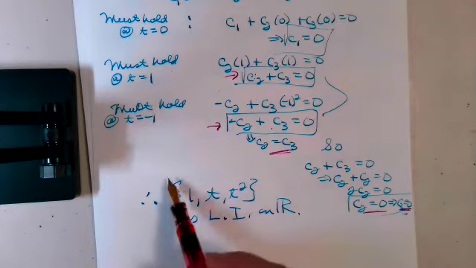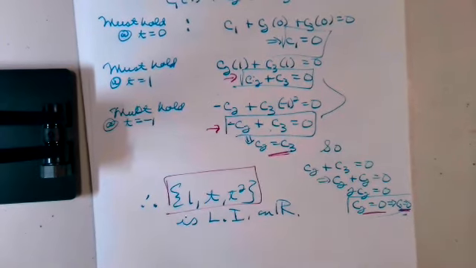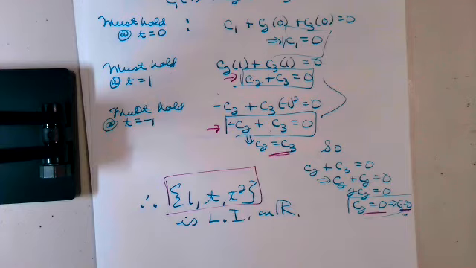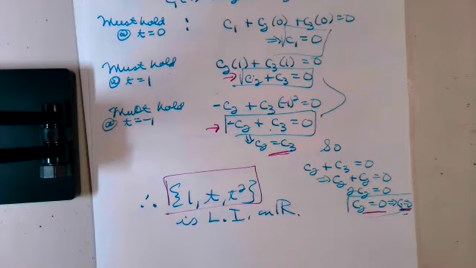So that means that by definition, this set is linearly independent on R. If we had gotten a non-trivial solution, if we had found values of C1, C2, and C3 that worked and weren't all 0, then the set would have been linearly dependent.